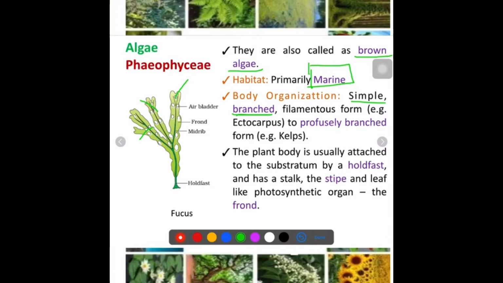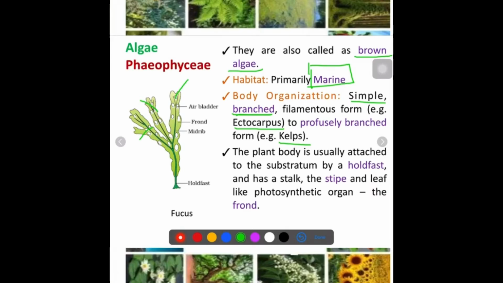The example of such kind of algae is ectocarpus. But when it is heavily branched, with lots of branches, or you can say profusely branched, such type of branching can be observed in a marine algae called kelp. We have seen that kelp is one of the marine algae. We have discussed it as one of the examples. So the body organization: simple, branched, filamentous, or profusely branched. Just the simple and branched organization is observed in ectocarpus, and profuse branching can be observed in kelp.